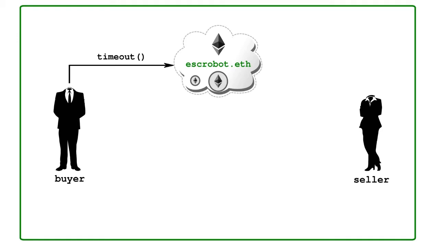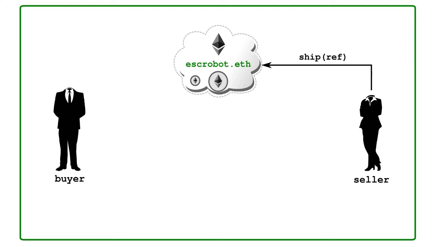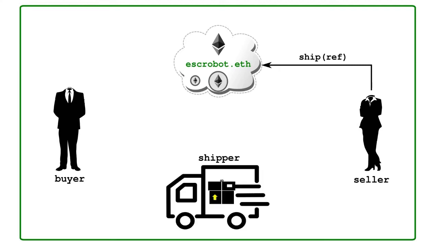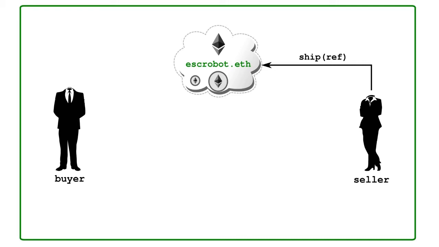But let's say the funds are in escrow and the seller notices the payment's been made, and so then she ships, just as before, and receives a tracking reference. Now she provides this reference to the smart contract with the ship function call. If shipment fails, then insurance and the seller's goodwill may result in updated shipment references.